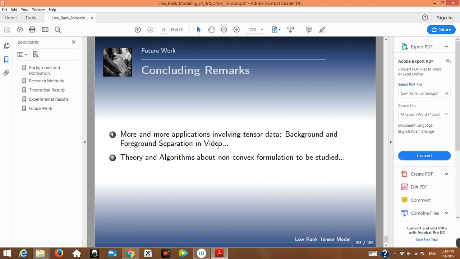In the future, we will study more applications of tensors, such as background and foreground separation in video, and we will develop more and more theoretical foundations of non-convex formulation.